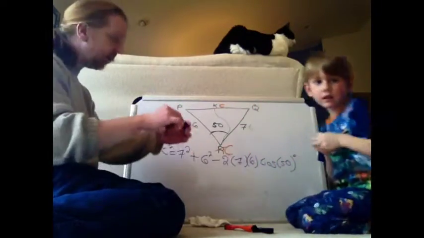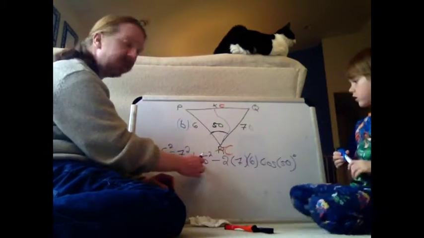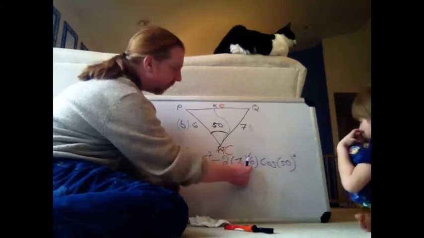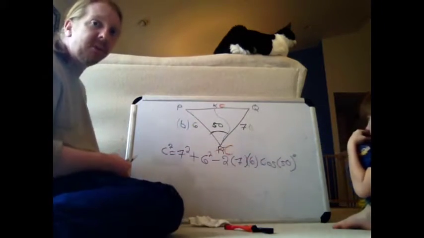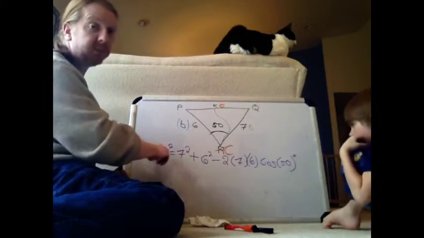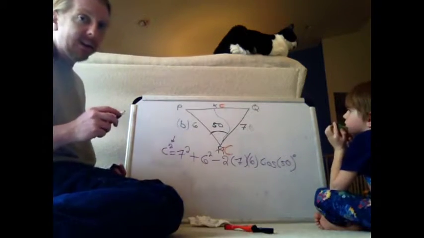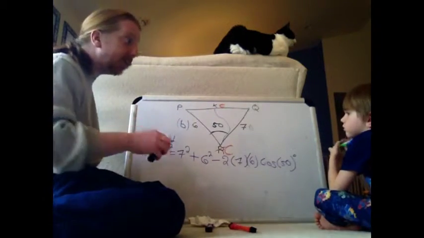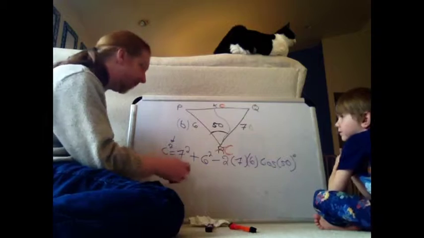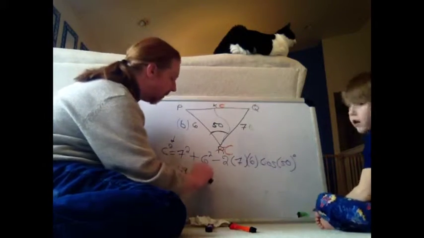Right, let's go back so you can see the problem. So, c squared is equal to 7 squared plus 6 squared minus 2ab cosine C. And now it's just a matter of cranking through, right? I have to remember to take the square root when I'm done. Don't forget that. So let's do a little math. 7 times 7 is 49. 6 times 6 is 36.